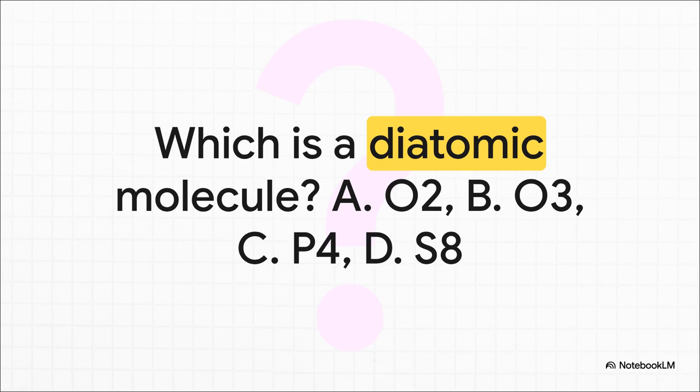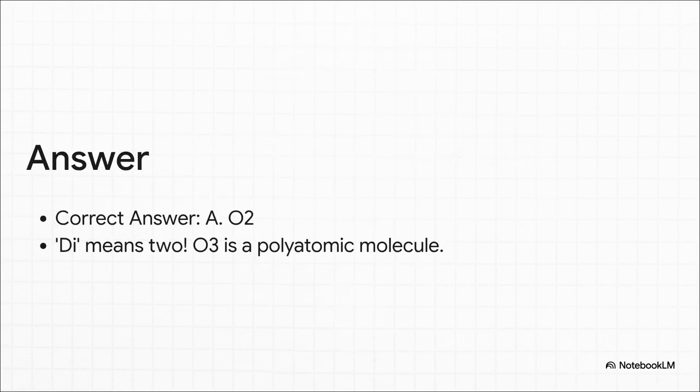And here is our final multiple choice question for today's explainer. Which of the following is a diatomic molecule? Is it A, O2, B, O3, C, P4, or D, S8? Pay very close attention to those prefixes we covered. The correct answer is A, O2. The simple logic here all comes down to the naming convention. Di means 2, so a diatomic molecule has exactly 2 atoms. O3 has 3, which makes it polyatomic.